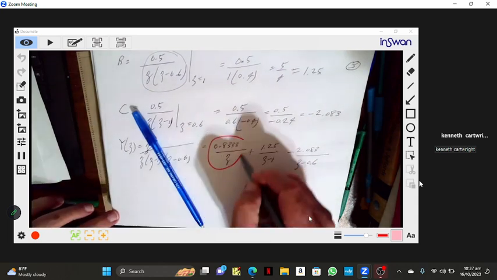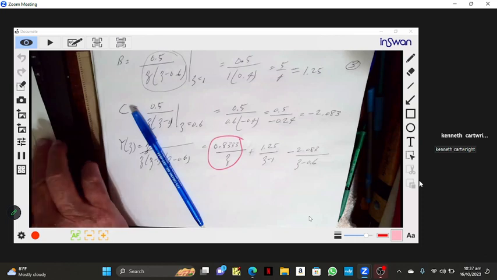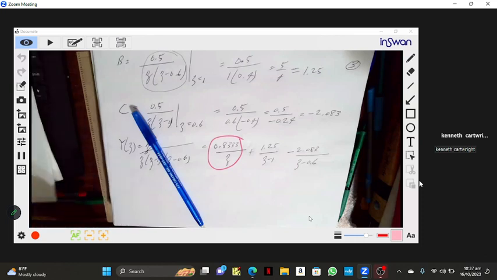Send me in chat the inverse Z of what I have circled in red. What's the inverse Z of that?